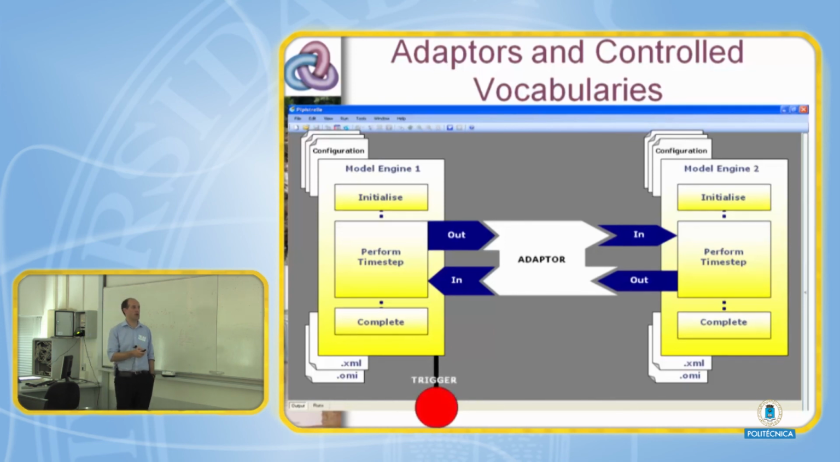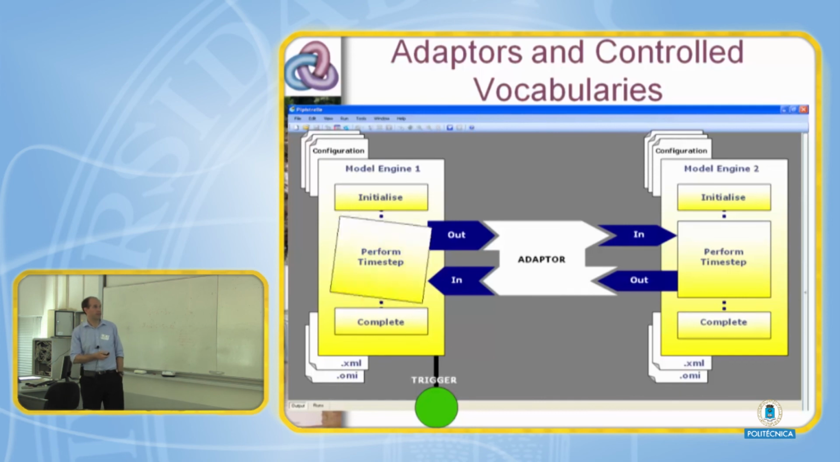One of the models will be assigned to be the trigger, and this implementation of OpenMI works by pulling data. So model engine 1 here, let's say this is the flow model, will drive the composition, and it will ask for data from model engine 2. So Pipistrel begins and runs the initialization function of both of the models. They're both live now, ready to go.